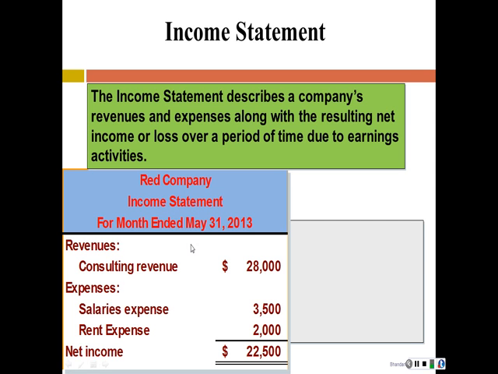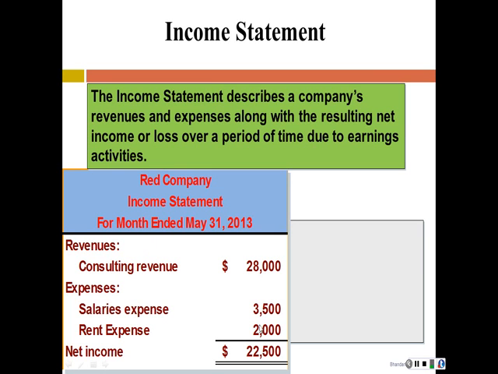The title or the heading says who, what, and when, which is the name of the company, the name of the financial statement, and the period of time it is prepared for. So an income statement is prepared for a period of time such as a month, 6 months, a year. And so in the case of Red Company, we are showing the income statement for the month of May.